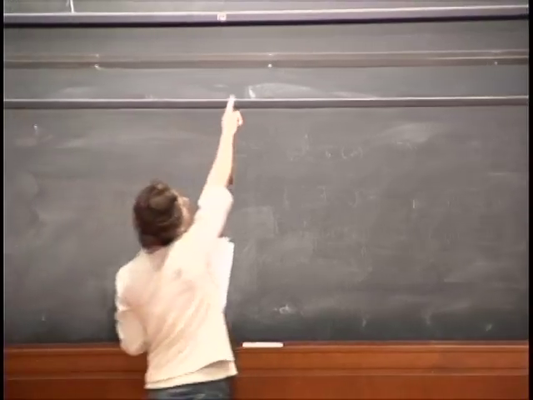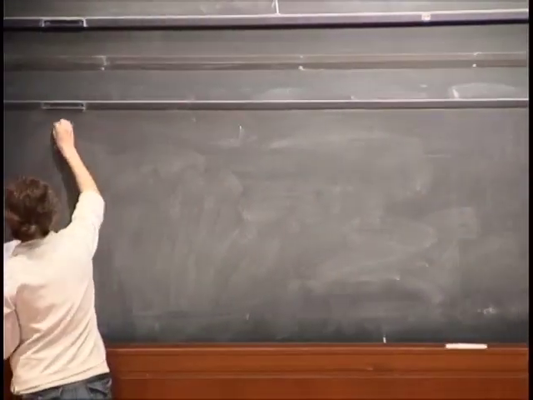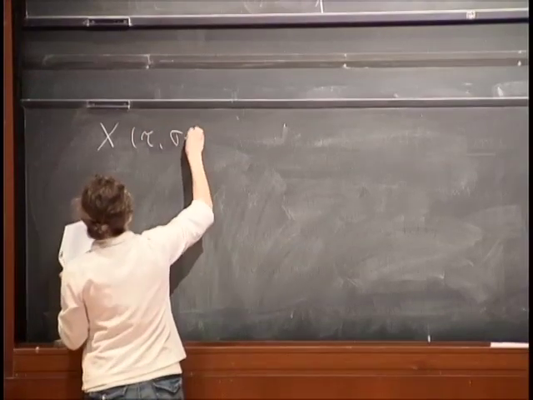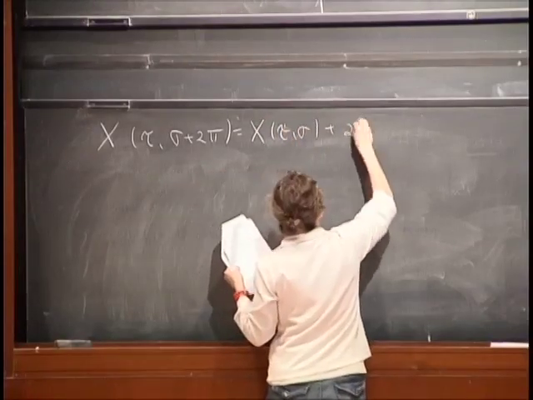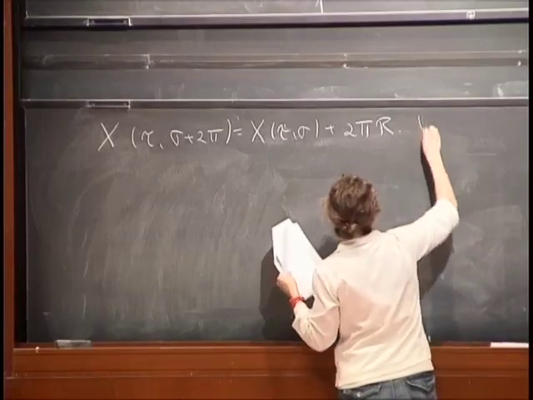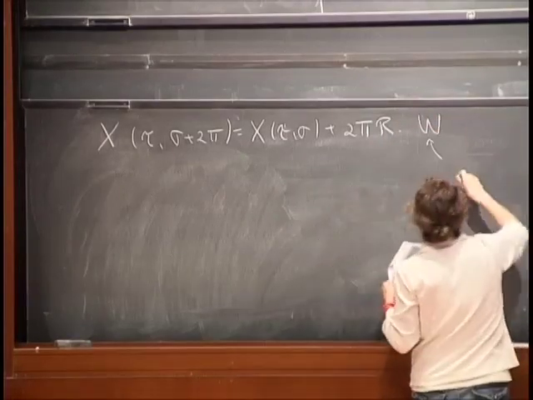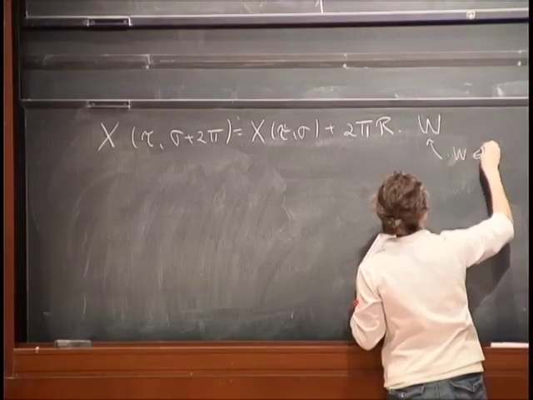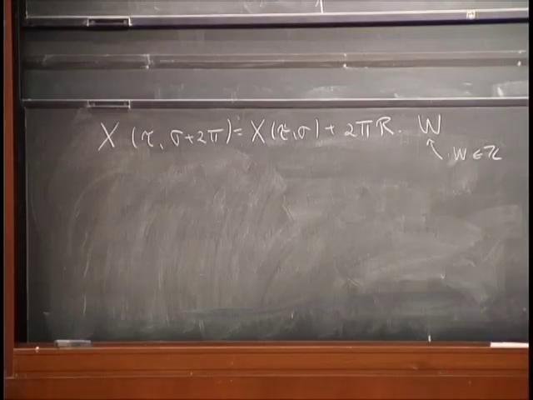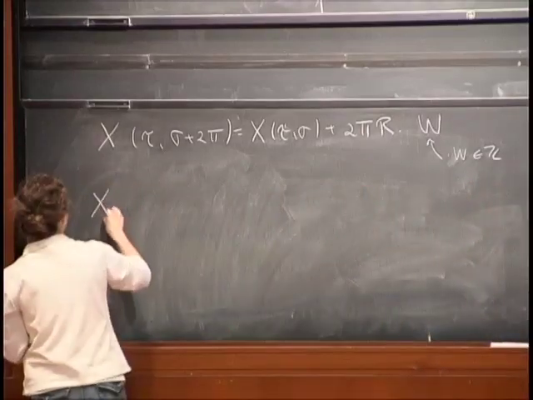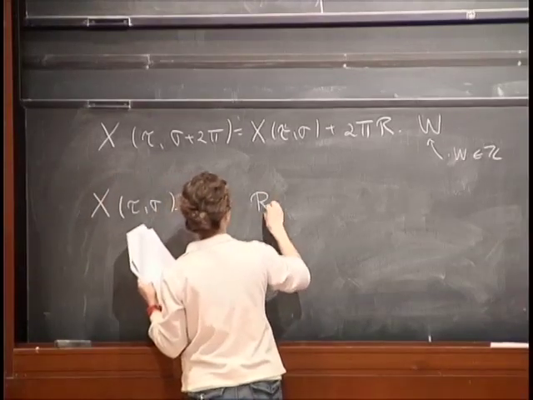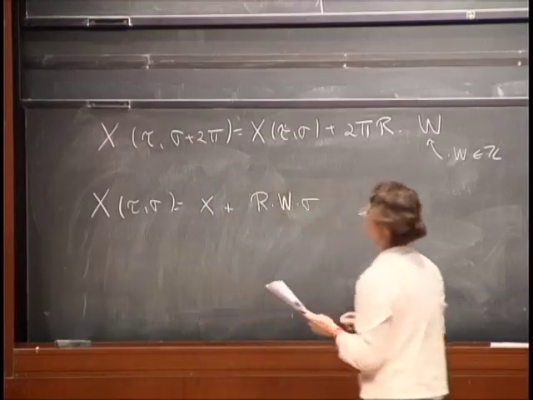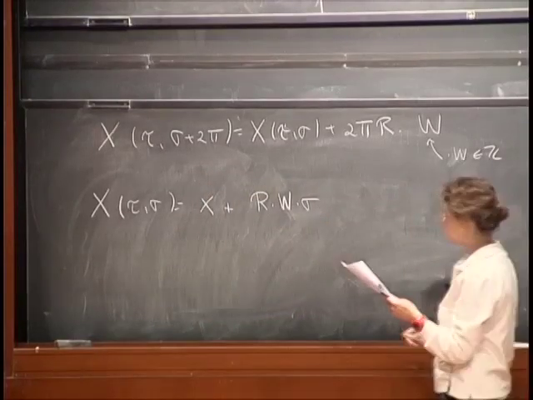Now, in general, to satisfy boundary conditions like this, we take the string coordinate and demand the following boundary conditions. Let's say r is the radius of the compact dimension times w, where in the example w is equal to 2, so w is an integer, which is the winding number. To satisfy these boundary conditions, the zero mode piece of x needs to include the following term: a constant piece plus r times w times sigma. So if I shift sigma by 2 pi, I can satisfy those boundary conditions.